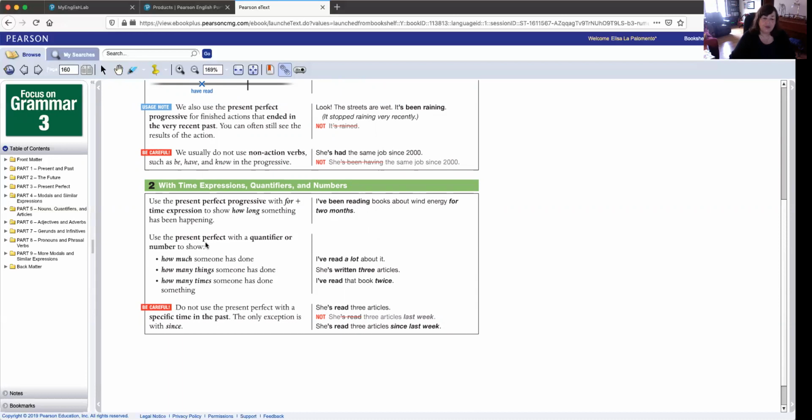Then it tells you to use the present perfect with a quantifier, a word that shows how much, or a number, a word that shows you how many, to show how much someone has done. For example, I have read a lot about it. A lot, this is the quantifier, tells you how much. Just means a lot. Doesn't tell you, 3 books or 4 books, but a lot is a quantifier. It tells you how much. We use it to show how many things someone has done.